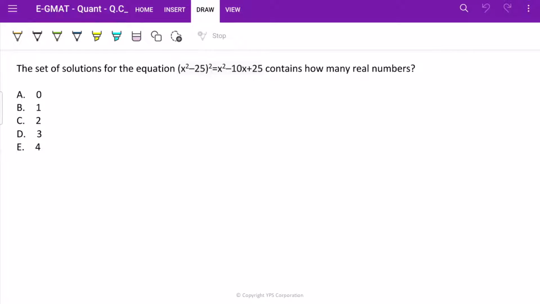Today we are solving a quant question. Let us jump directly into it. The set of solutions for the equation contains how many real numbers?